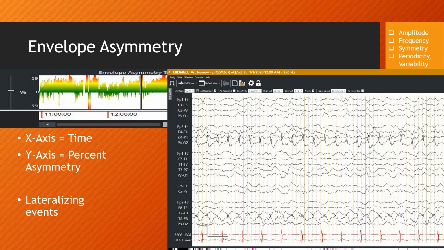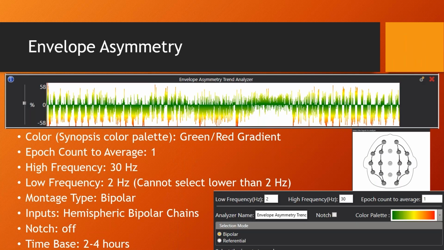So if we look at the raw data, again, I want to try and tie this back to the raw data. In fact, you can see a pretty stark abnormality there. Now, you don't need the trends to see this abnormality. What you need the trends for is to give you that high-level overview, to be able to see hours at a time, to be able to see the periodicity of how often this is occurring in this particular patient. So that's where the trends really help. The asymmetry just kind of gives us a good idea of whether it's lateralized or not.